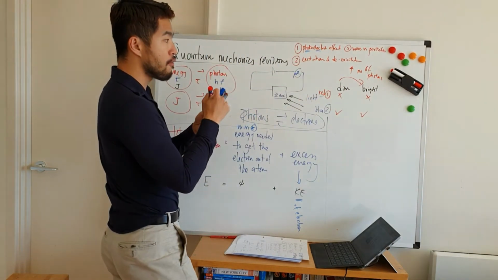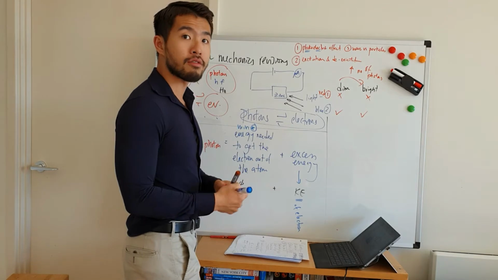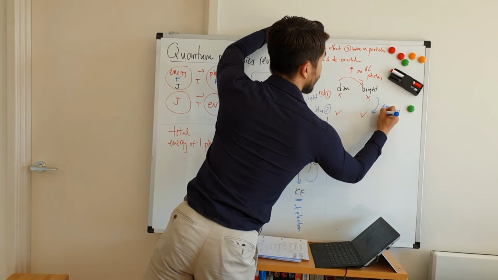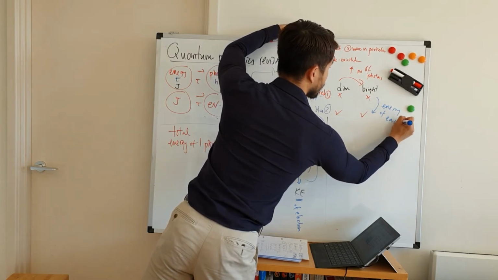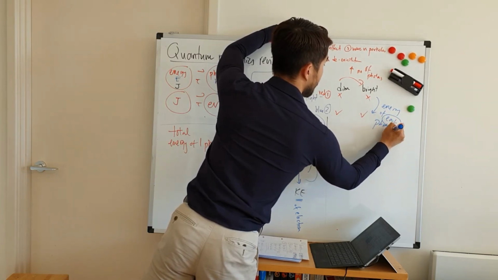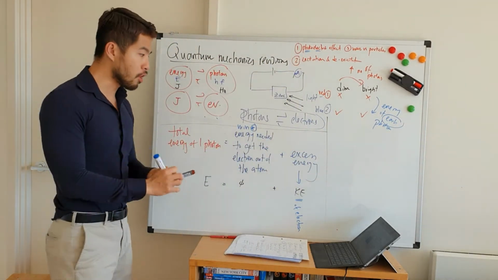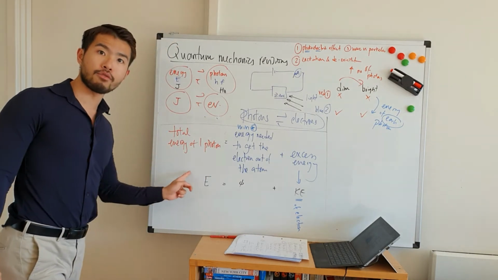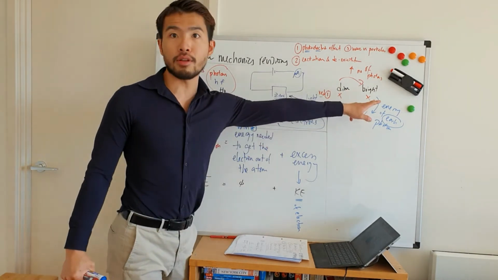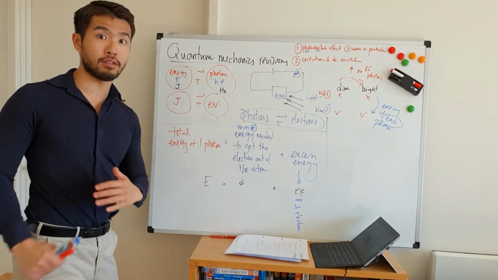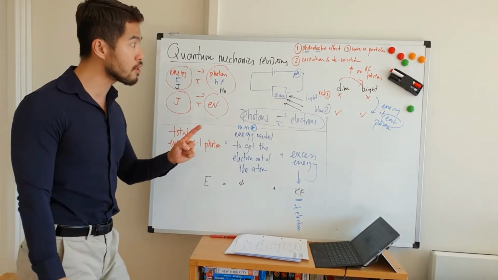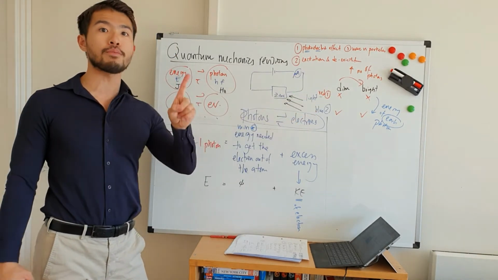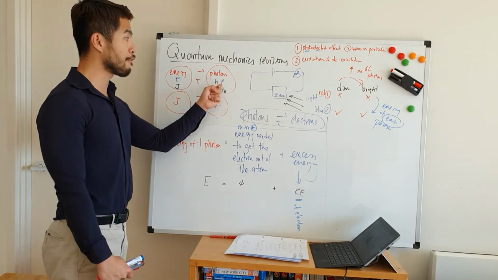But when you turn red into blue, you're not actually increasing the number of photons. You're increasing the energy of each photon. Look at the total energy of one photon. If you increase from dim to bright, you're increasing the total amount of photons, not the energy of each photon. The energy of each photon can only be increased by increasing the frequency of the photon.